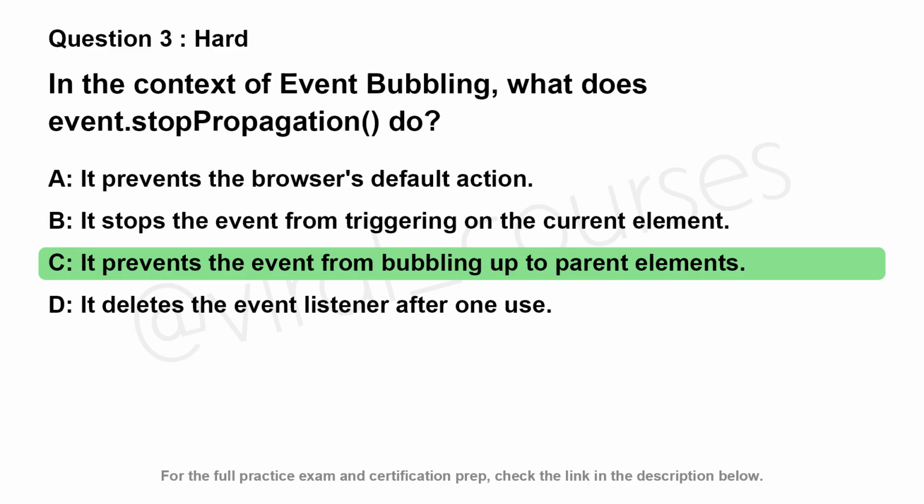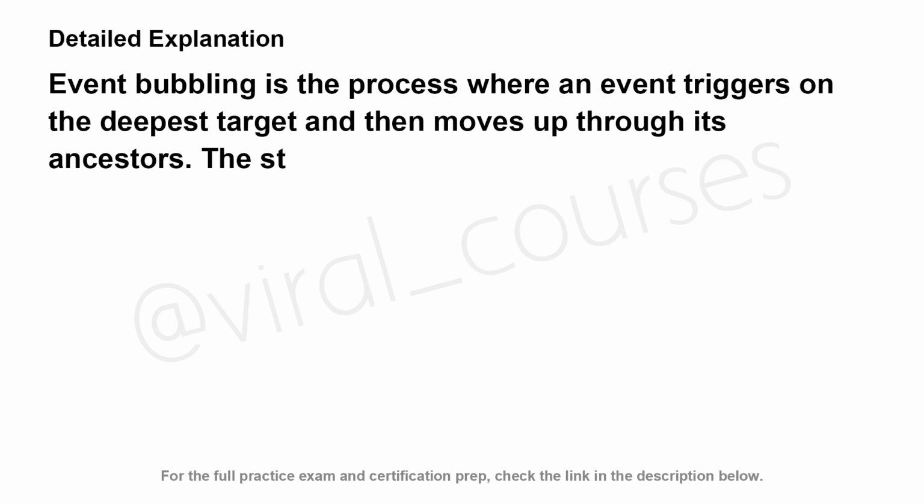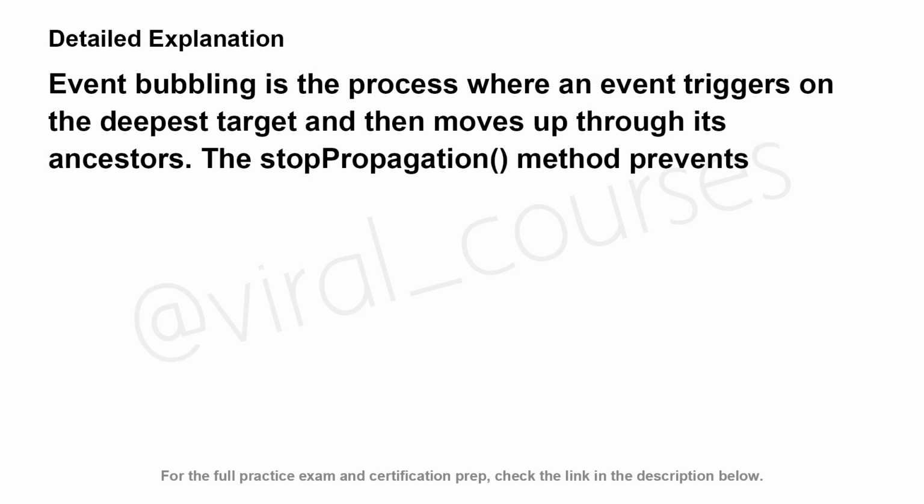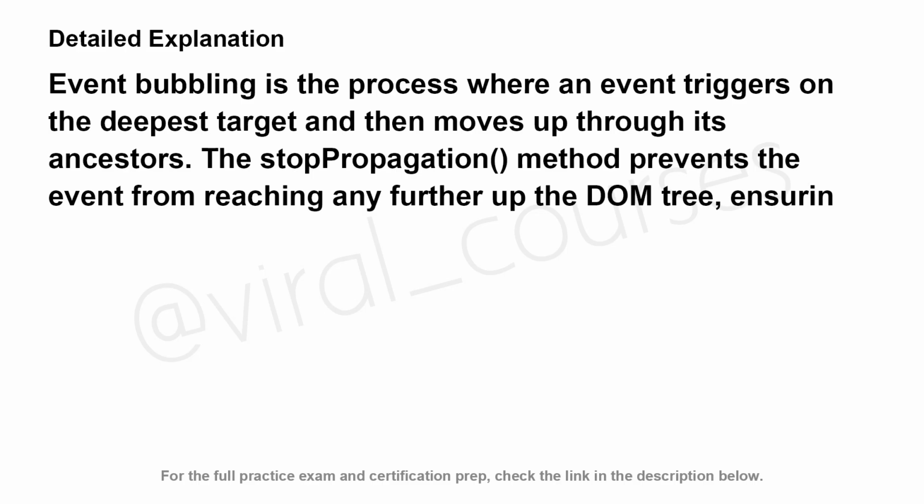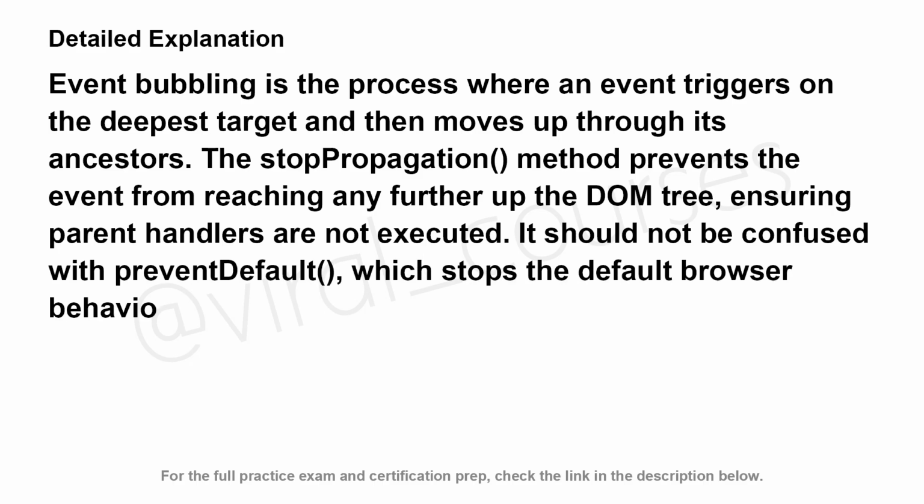The correct answer is C. Event bubbling is the process where an event triggers on the deepest target and then moves up through its ancestors. The stopPropagation method prevents the event from reaching any further up the DOM tree, ensuring parent handlers are not executed. It should not be confused with preventDefault, which stops the default browser behavior like following a link.